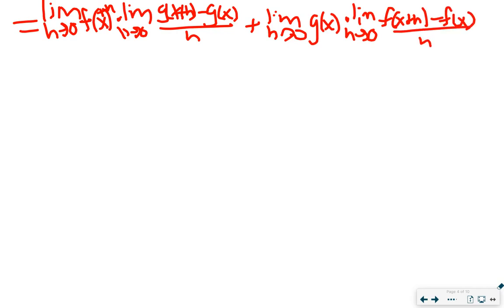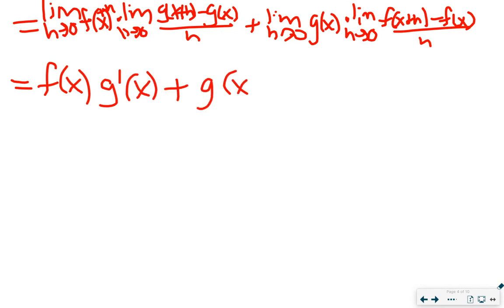Right, so that's what we had as our last line. Well, if I take the limit as h approaches 0 of f of x plus h, that just gives me f of x. We know that this is the derivative of g, plus g of x, and we know that's the derivative of f. So there you have it.